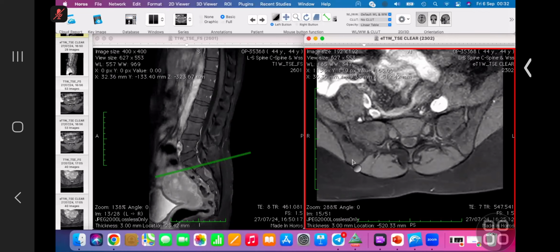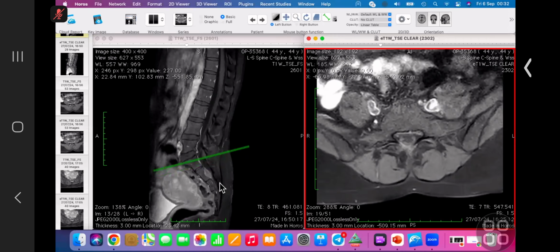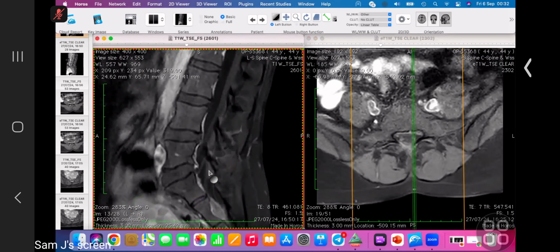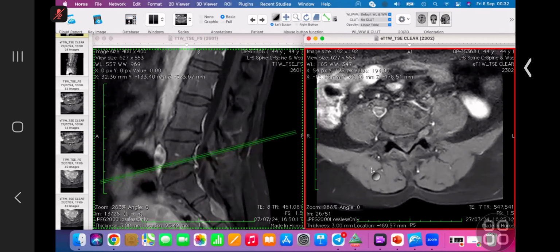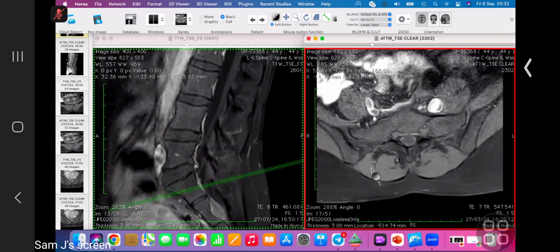Let me take over this case. So part of the description is correct. Can you appreciate this dural tail, this nice tail? It's actually within the dura, but extramedullary.